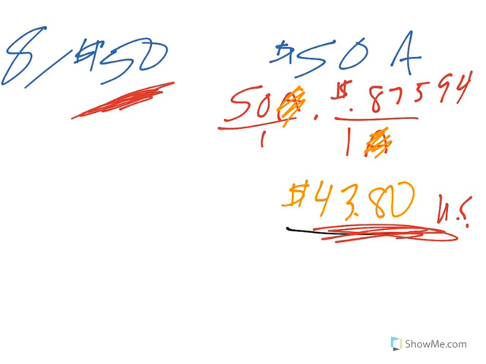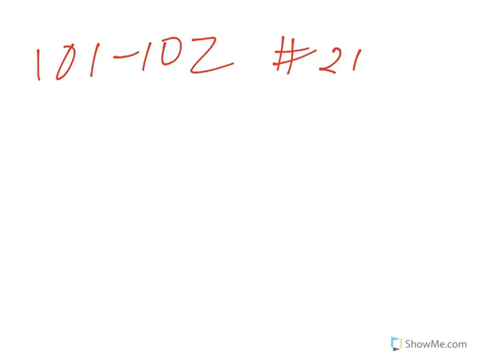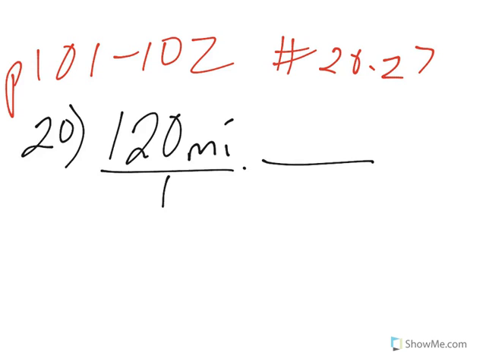Okay, so that's currency conversion. Now, I want you to go back to page 101 and 102, and I want you to try to solve all of them. So 101, 102, and these are numbers 20 to 27. I want you to hit pause and try them. Then I'm going to go through. I'm not going to take a lot of time, maybe half a minute each, and I'm going to talk through all the problems. But I want you to try them first.